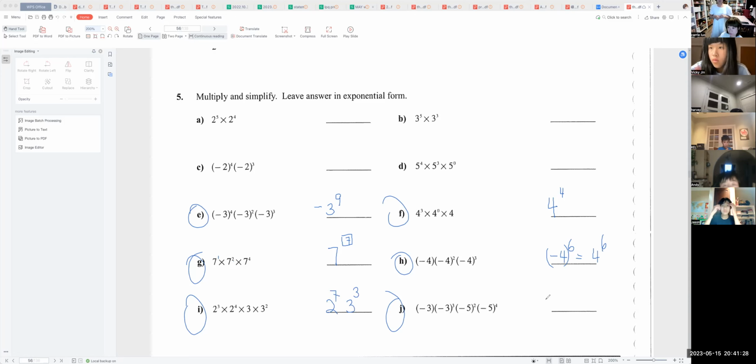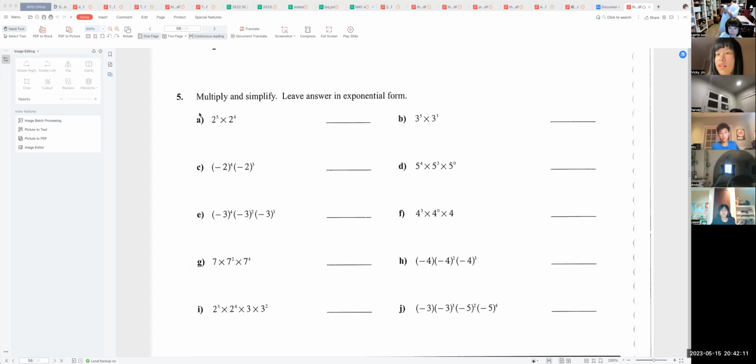Last one, Vicky. You're making one mistake, so the last question is for you. Negative 3 to the power of 3 times negative 5 to the power of 6. Okay, look at these two, shouldn't both be positive? Yes, they are both even numbers. Very good.